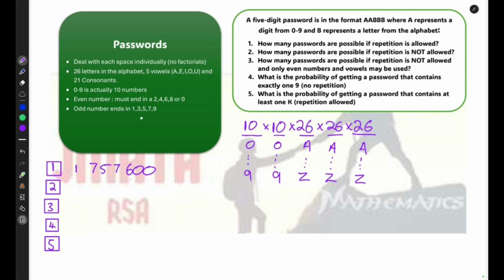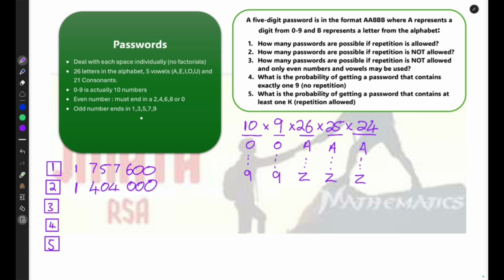Question 2: how many passwords are now possible if repetition is not allowed? The same setup, but whatever I choose for the first position is not available for the second position. So this changes to a 9. The same with the alphabet spots: it starts with 26, then 25, then 24. Once again, fundamental counting principle, I now just multiply the number of options I have in each space. If I type that in my calculator, the answer goes down a little bit to 1,404,000 options for this password.